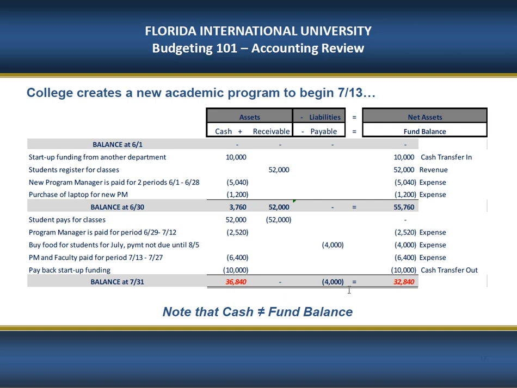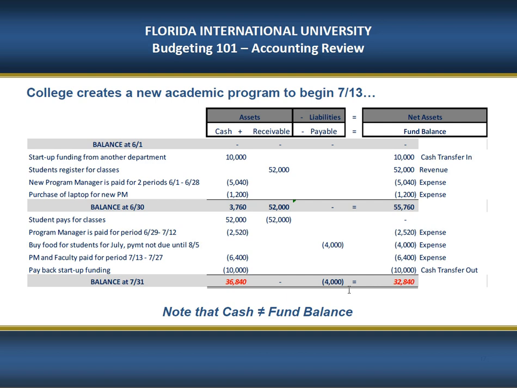We're going to go ahead and buy food for the students for the month of July. This is one of those value-added programs where food is included. However, the vendor doesn't require us to pay for the food until August 5th. So they give us about a week to pay.